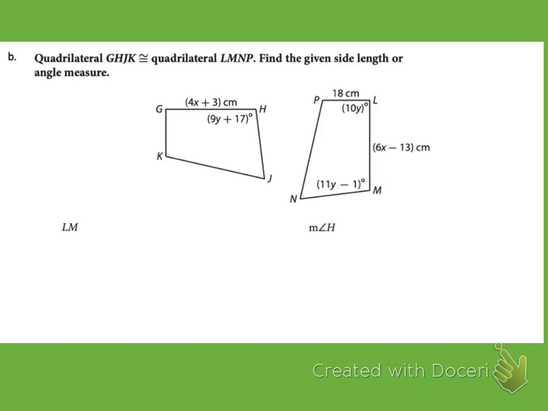So this gives us one for you to try, where we have two quadrilaterals, GHJK and LMNP, that are said to be congruent, and they want you to find the length of LM. Just to help you identify what we're looking for, LM, and we're also looking for angle H. So I'm looking for this angle right here.